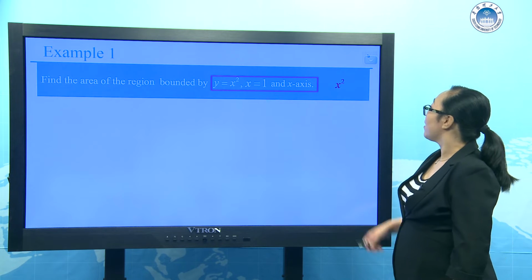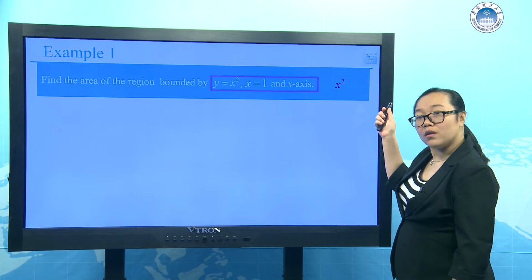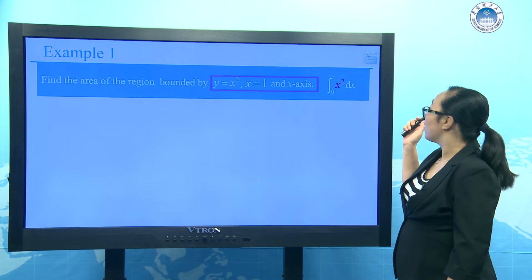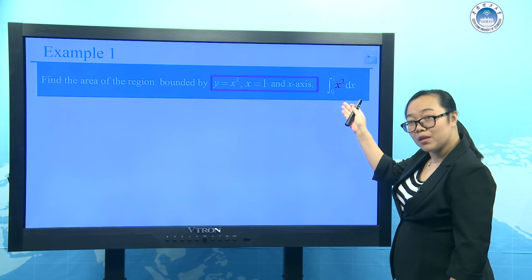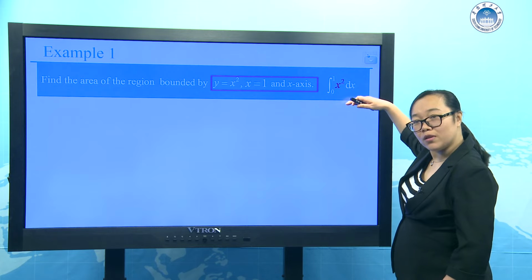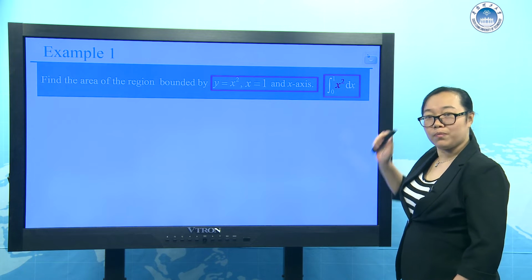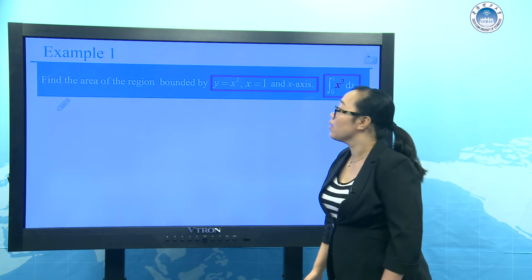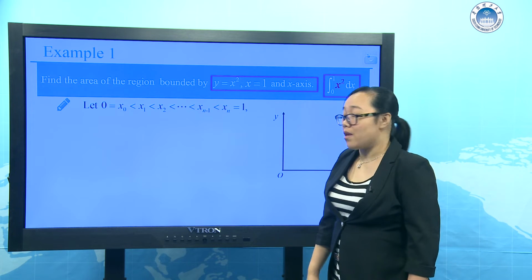So this means x squared is our integrand, the corresponding lower limit is 0, the upper limit is 1, and x is our integral variable. This means the area equals the value of the definite integral. So we have the following concrete steps.